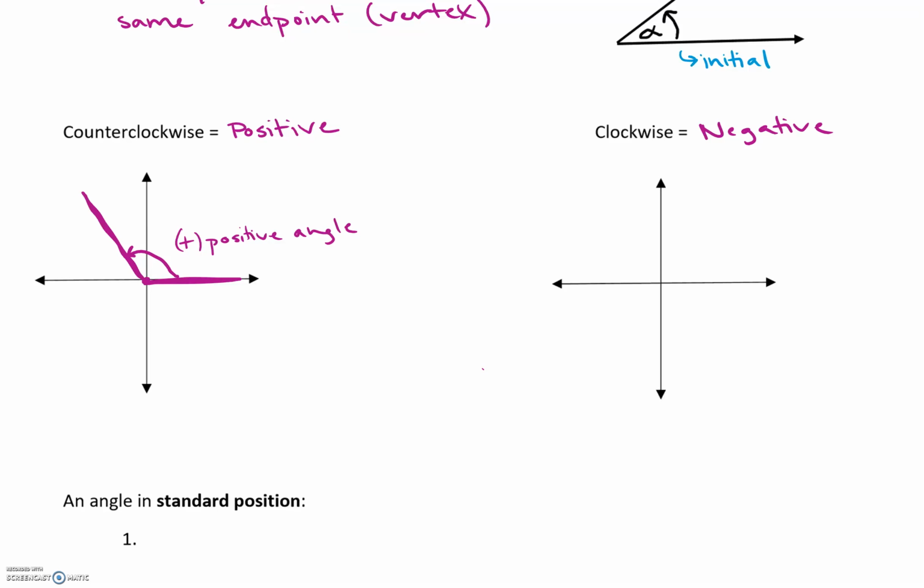Now, if I do the same thing, so my vertex is at the origin, my initial side is on the positive x-axis. This time, let's say my terminal side is in the third quadrant. So this time, instead of going counterclockwise, I'm going to go clockwise. So that means I would be going down, hence it'd be called a negative angle. So the direction in which you work is going to determine whether it's representing a positive or a negative angle.